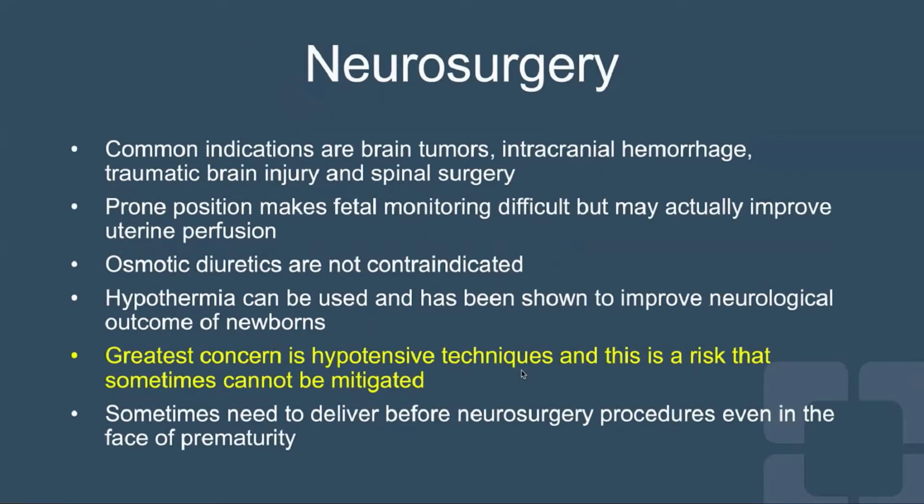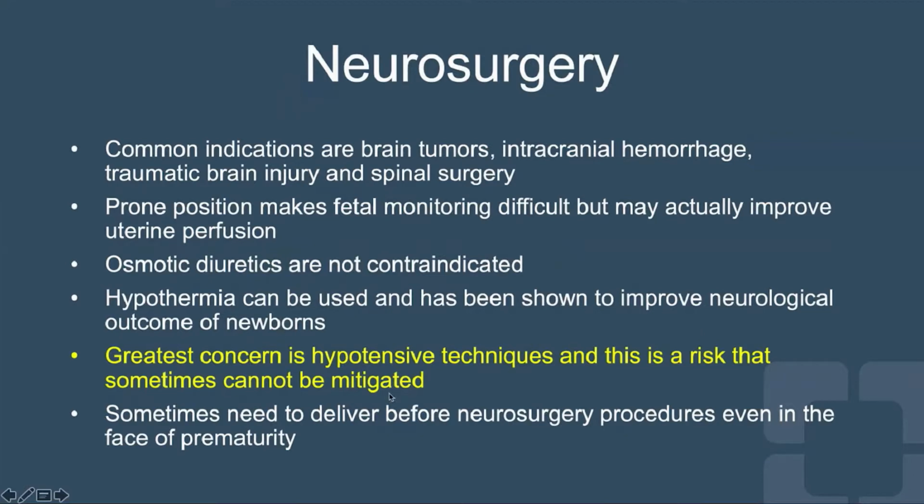In neurosurgery, we talked about that briefly. Common indications are brain tumors, intracranial hemorrhage, traumatic brain injury, or spinal surgeries. Ironically, the prone position, we used to think that was worrisome for the fetus. It's actually probably better for uterine perfusion. However, it can be difficult to monitor. Osmotic diuretics are often used in these surgeries, and they are not contraindicated. Also, hypothermia can actually improve neurological outcomes of the newborn.